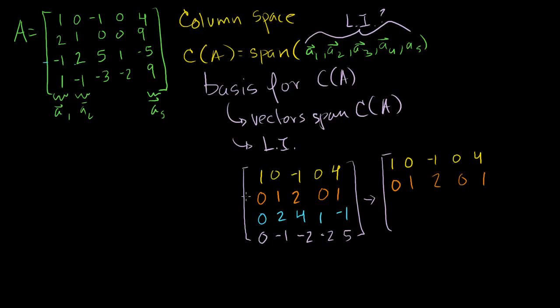And now let us see if we can eliminate this guy right here. And let's do it by replacing our blue row, our third row, with the third row minus 2 times the second row. So 0 minus 2 times 0 is 0. 2 minus 2 times 1 is 0. 4 minus 2 times 2 is 0. 1 minus 2 times 0 is 1. Minus 1 minus 2 times 1 is minus 3.